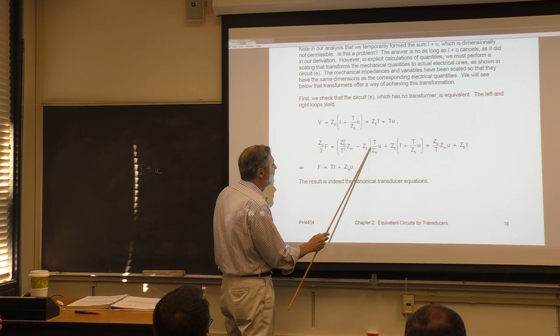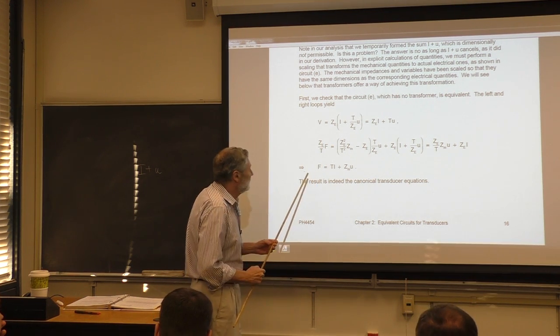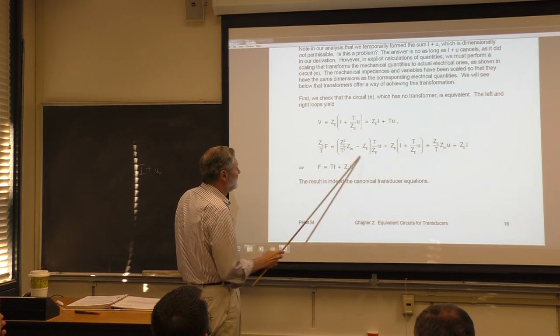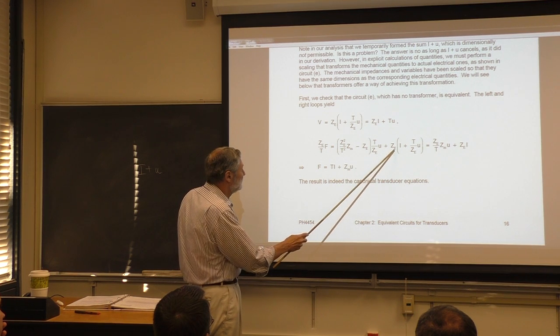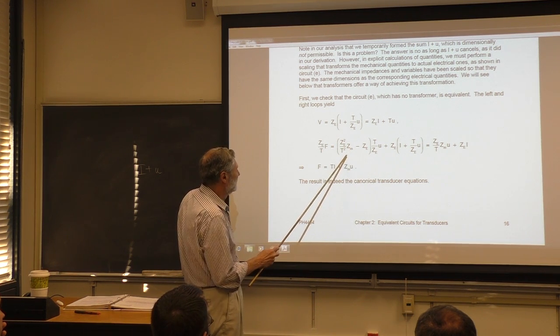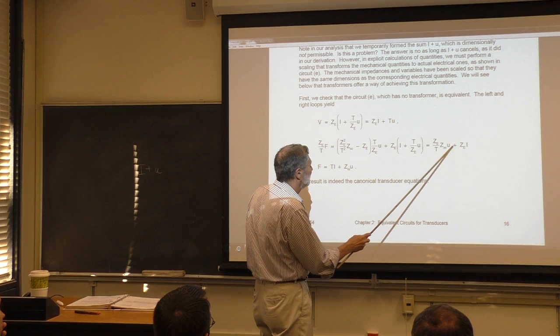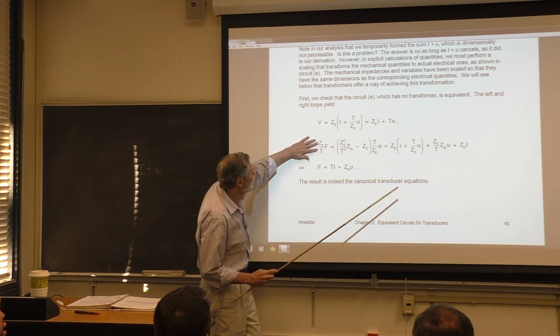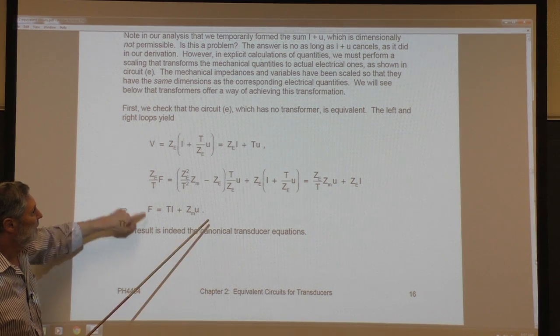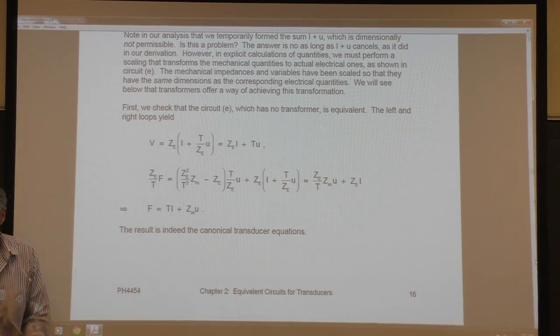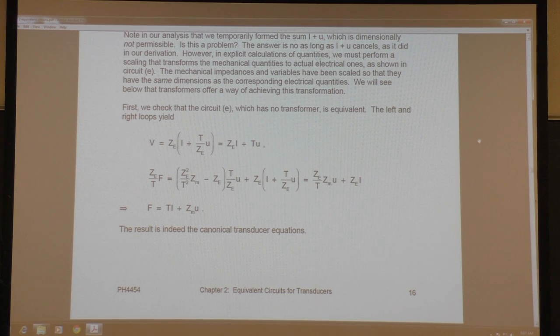This, the sum of the drops. And now you can see this is not very simple, but if you can do this in your head, if you go through and simplify this, multiply through, you get this, there's some cancellation. And then if you clear this factor here, multiply by T over ZE, you get the second canonical equation. So this is equivalent. This is an equivalent electrical circuit.